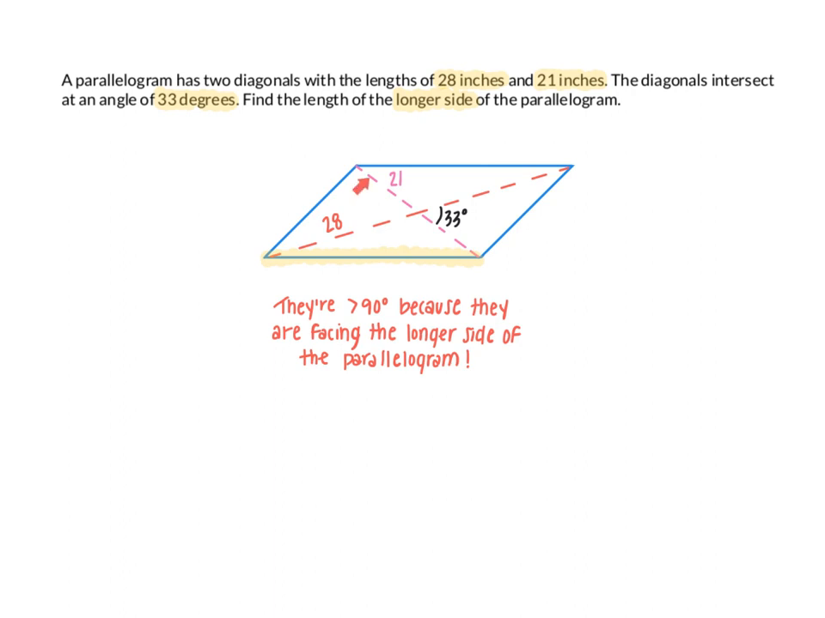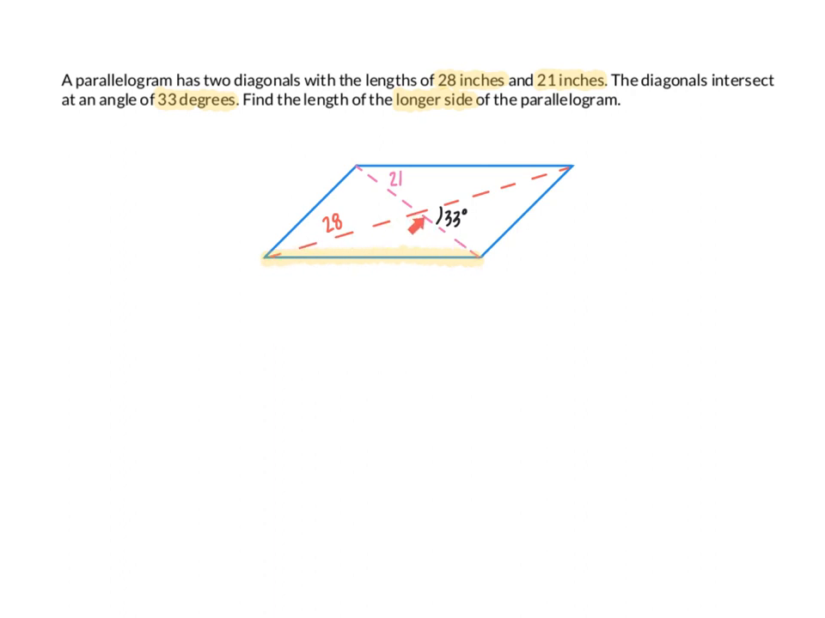Furthermore, we also know that each diagonal is divided in half at this intersection. So what I mean by that is from here to here, it's 14 inches, and then from here to here, it's 14 inches. Same thing with this one. From here to here, it's 10.5 inches, and from here to here, it's 10.5 inches. So with all of that being said, what I should do is redraw a triangle that's only this big, and figure out what information I have for my parallelogram.